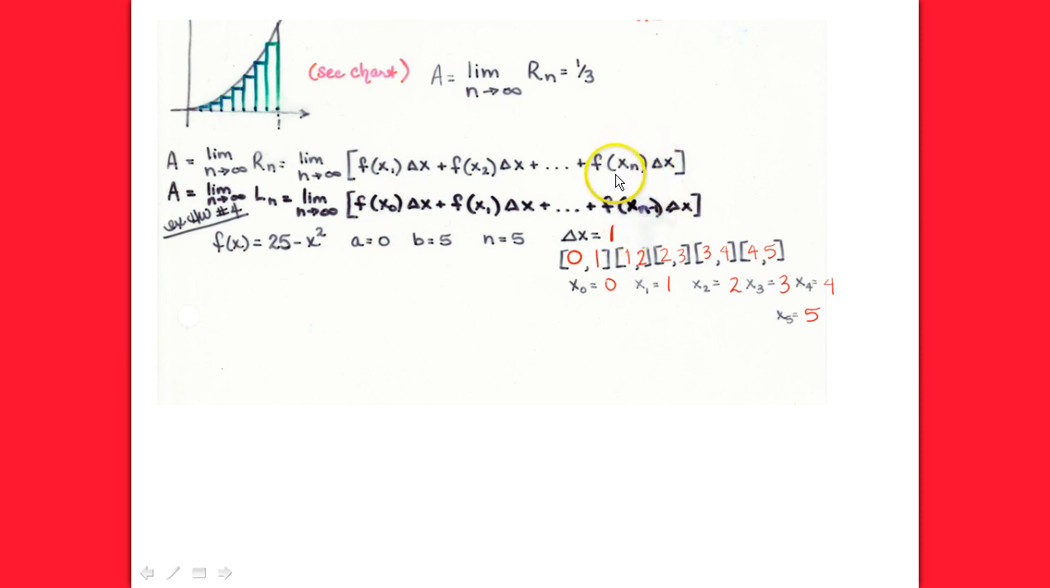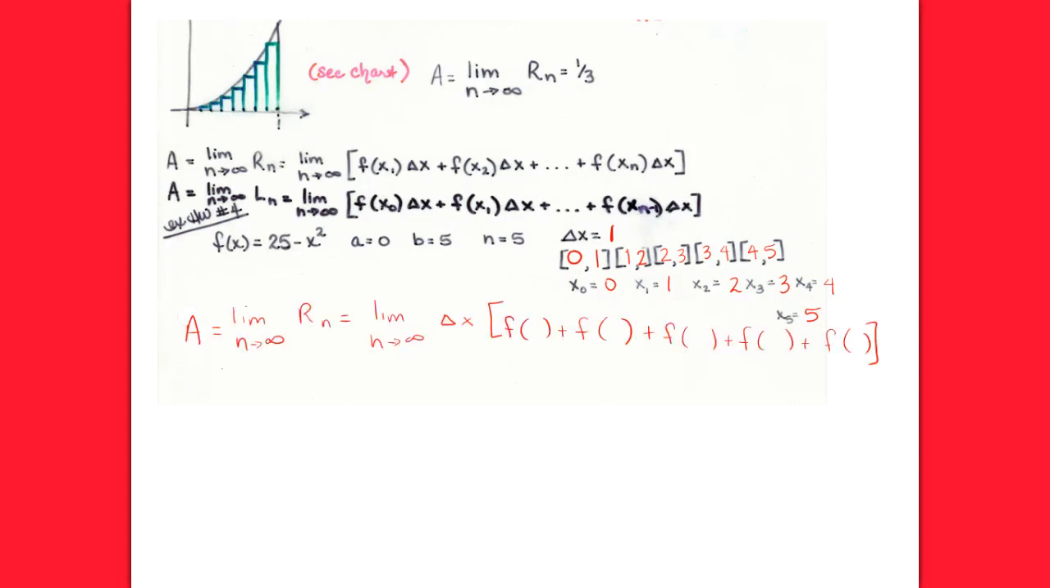When I'm using right-hand endpoints, if you look at this last subinterval, the right-hand endpoint is 5. It is x sub n. But if I'm using left-hand endpoints, the left-hand endpoint is 4. It's not x sub n, it's x sub n minus 1. It's the next to the last value, okay? So again, that makes sense when we match it up with the intervals or the formulas. Either one tells us the same thing.